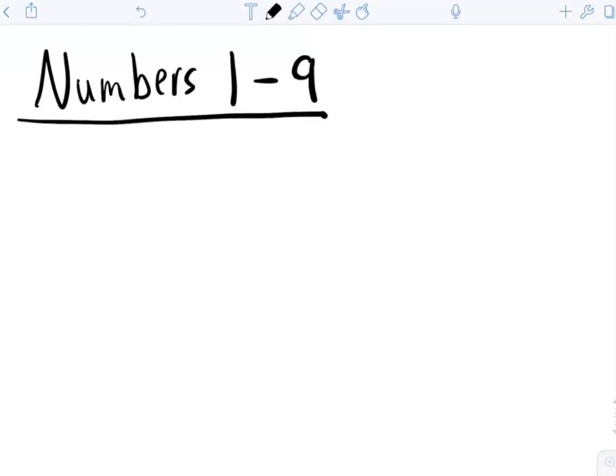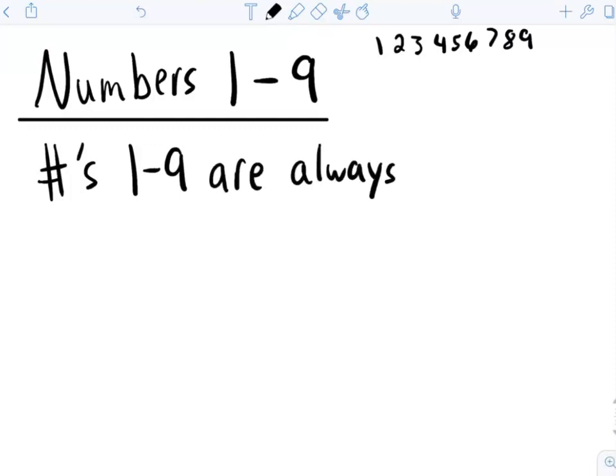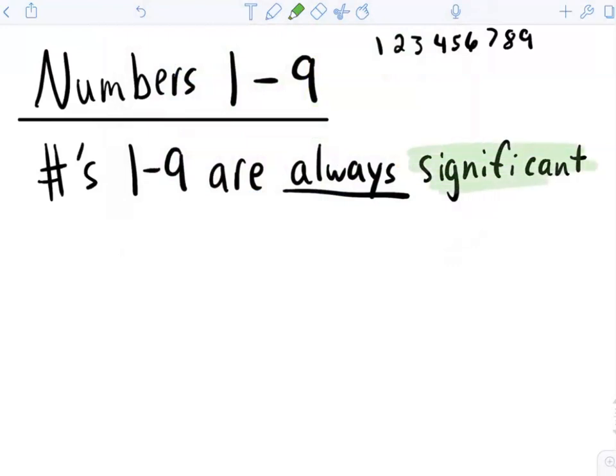And this sounds like exactly what it is. These are numbers 1 through 9. So 1, 2, 3, 4, 5, 6, 7, 8, and 9. So any one of those, they are always significant. Now, I personally highlight these as green because in my mind, green means go. So that means, hey, these are significant.